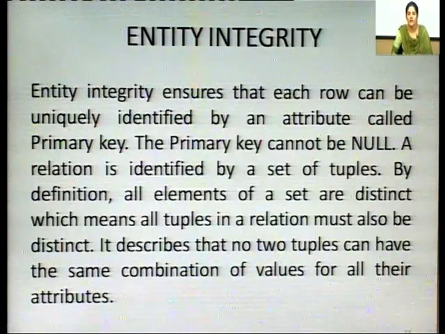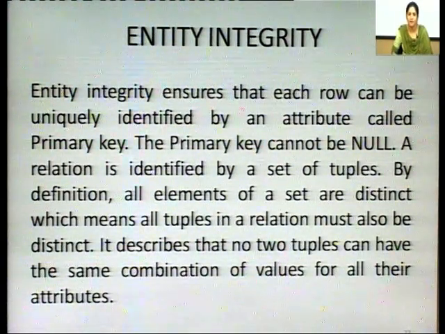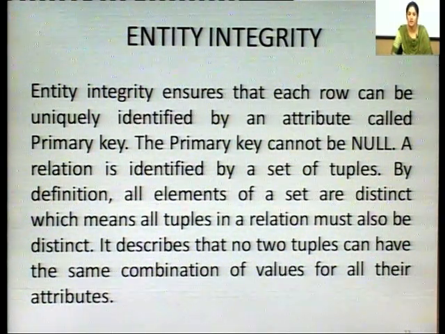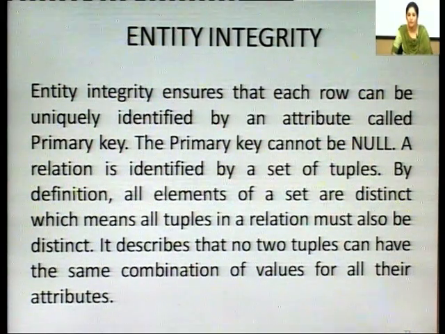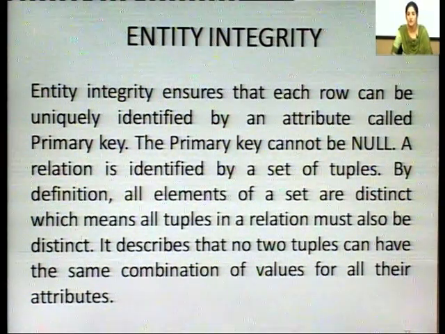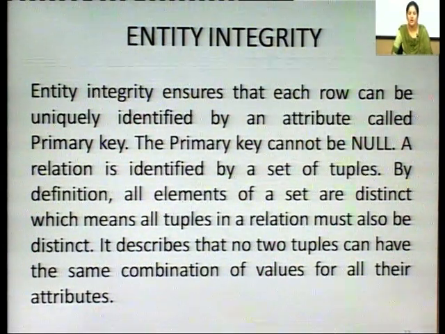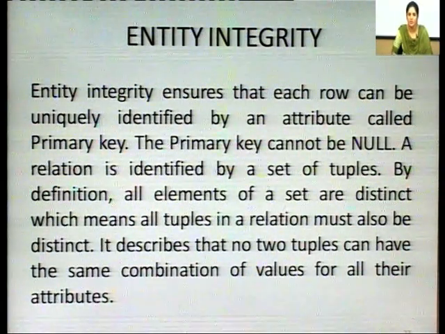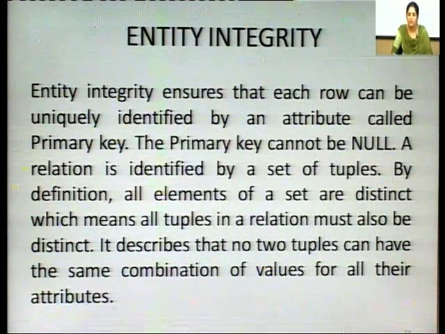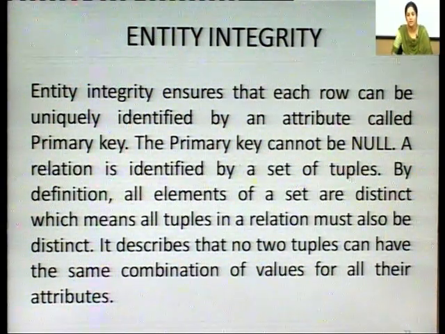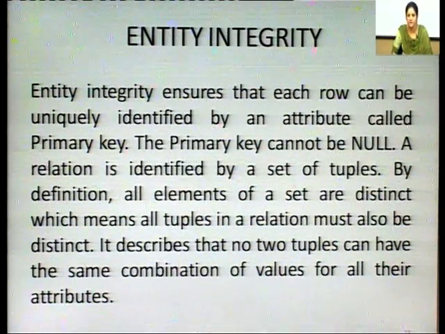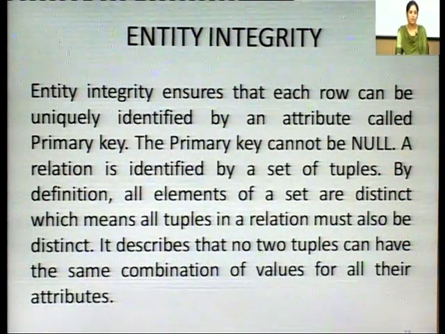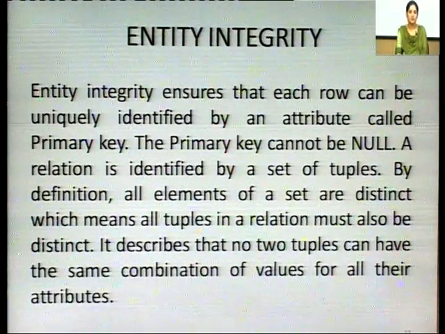Next constraint is entity integrity. As the name implies, it refers to the uniqueness of your database. Entity integrity ensures that each row can be uniquely identified by an attribute which is known as a primary key. As I told you earlier when I was discussing the diagram with you, each of the tables should have a primary key. Primary key is mandatory for all the tables in order to identify themselves uniquely among other tables. Whenever a table does not possess a primary key, it is difficult to identify all the tuples present in that table uniquely.